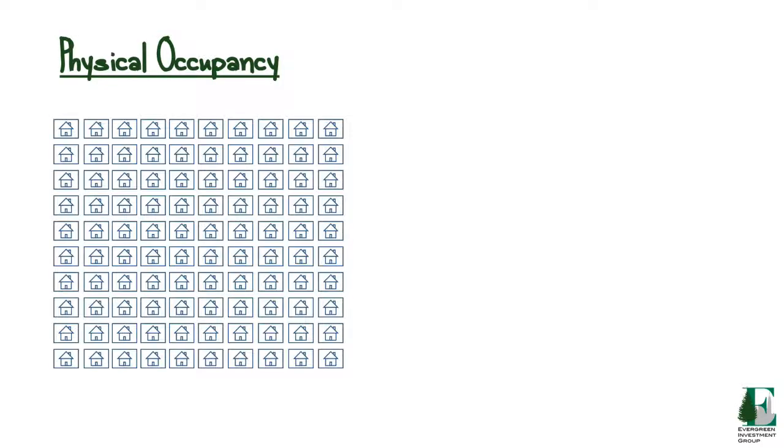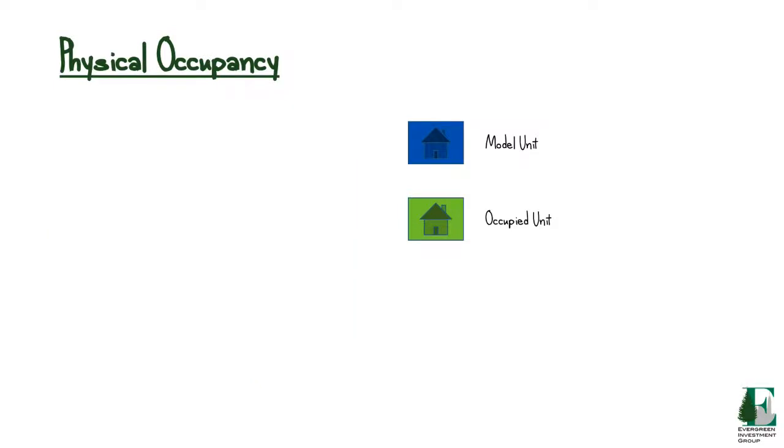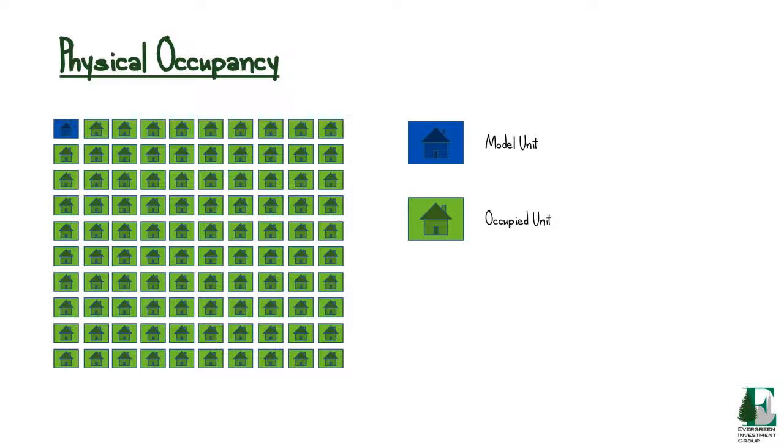Let's take a hypothetical 100-unit complex. And we're going to color code the units in the complex. We're going to color code our model unit blue. So a model unit is simply a unit that's used to show potential tenants what their apartment might look like after they move in. And we'll color code any occupied units green. So in our hypothetical apartment complex, it's got one model unit and the other 99 units are occupied.